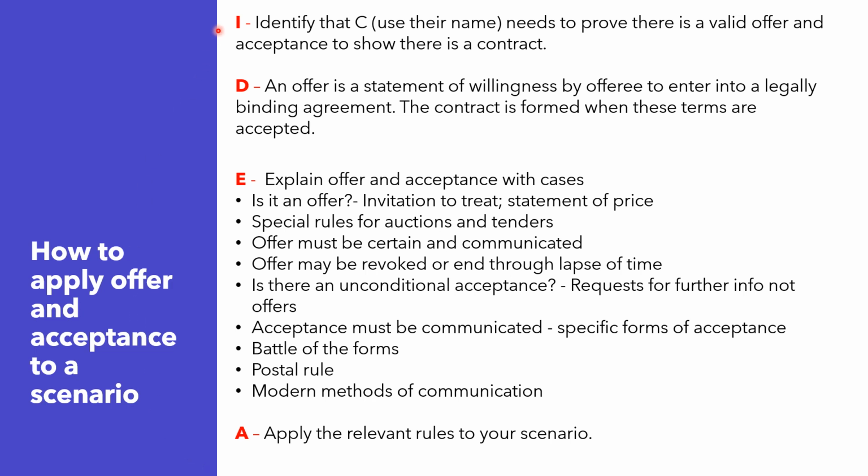And you should use the IDEA structure. And each letter of the word idea stands for a different step that you need to take. So I stands for identify. So the first sentence in your answer, you should identify your claimant using their name. And you need to say that your claimant, in our case, Megan, needs to prove that there's a valid offer and acceptance to show that there's a contract. And you then need to define the area of law that you've just identified as being relevant. So we've identified offer and acceptance, so we need to define what an offer and acceptance is.